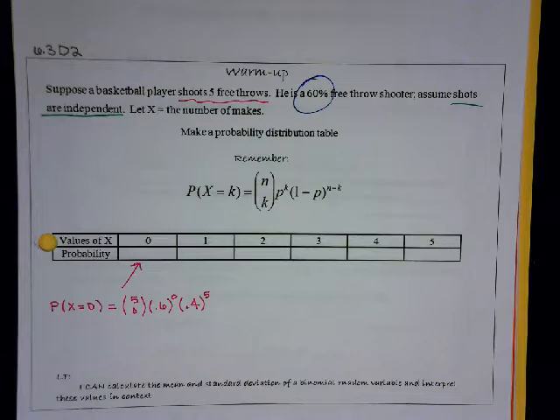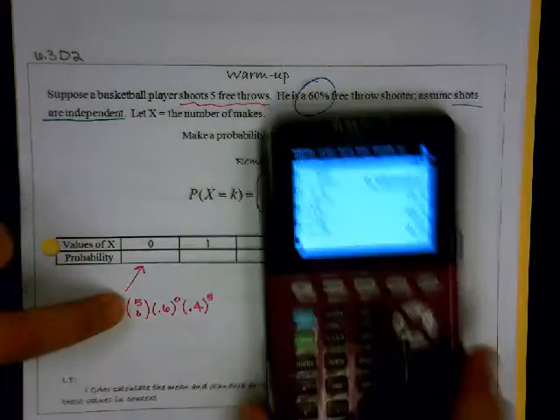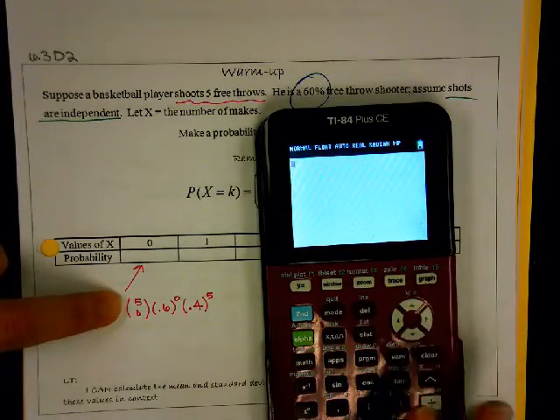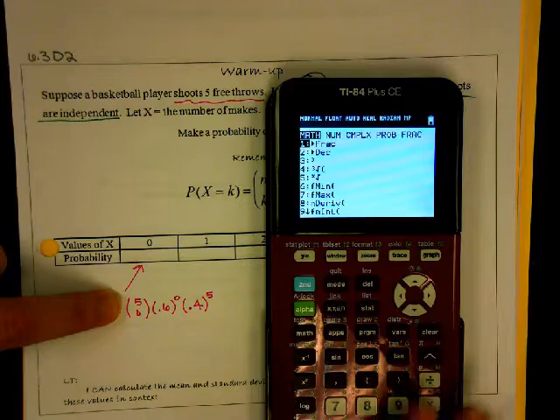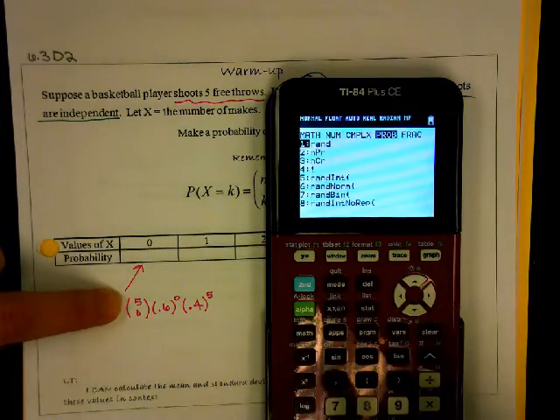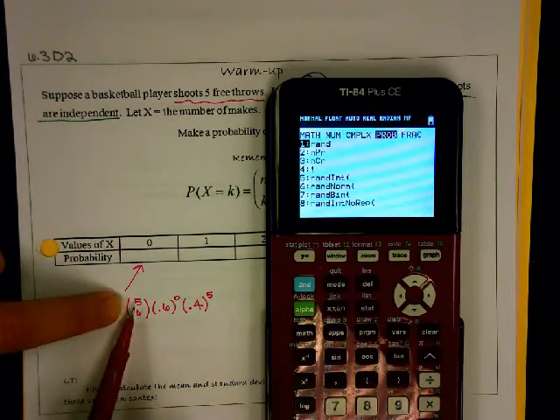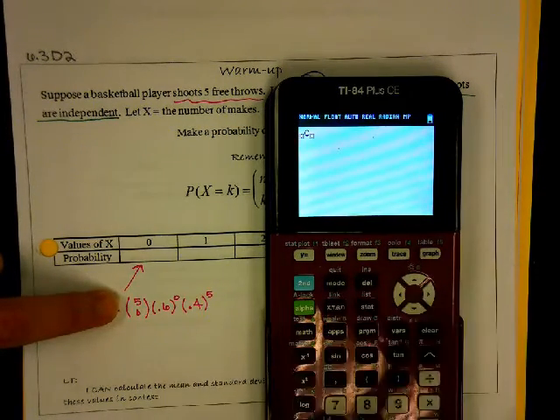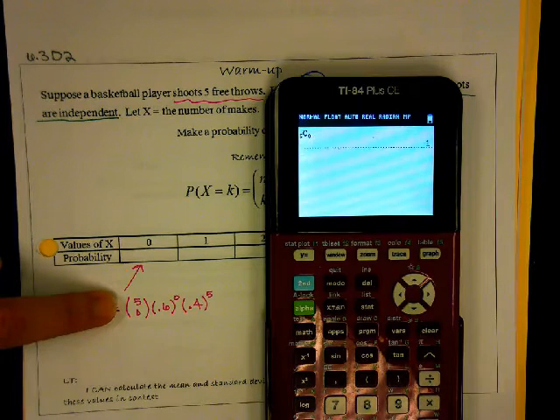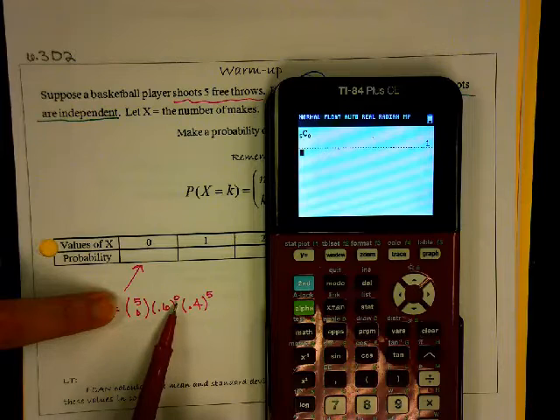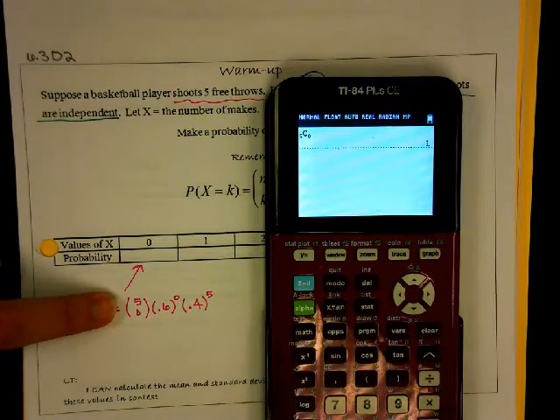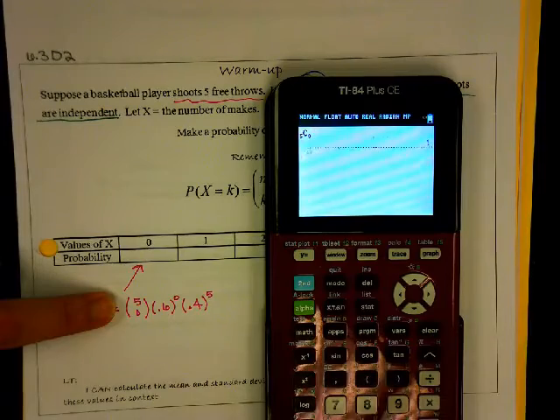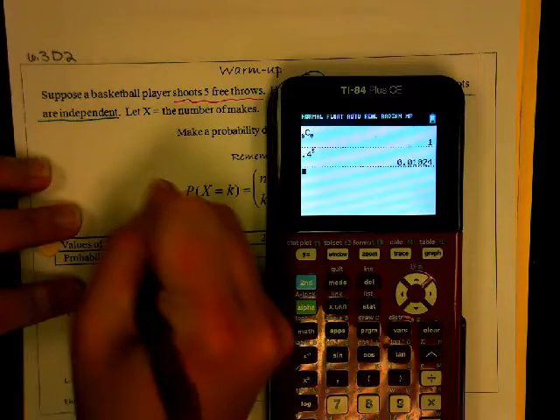And so we're going to put that into the calculator. Remember the combinatoric, you want to go to math, go over to prob. Older calculators, remember you have to type the 5 in before you choose nCr. We're going to have 5, choose 0, which there's only one way to have that. So this is 1. 0.6 to the 0 power is 1. So our answer is going to be 0.4 to the 5th, which gives us 0.01024.